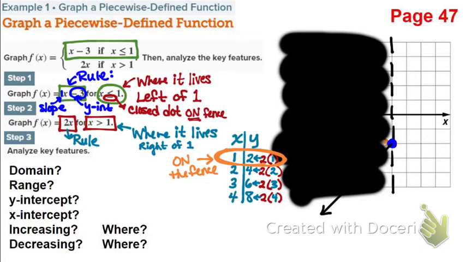Where's my inequality here for this part? Right here. I don't have that or equal to underneath it, and so this is going to be an open dot on the fence. So I'm going to go and plot that point. 1, 2, open dot on my fence.